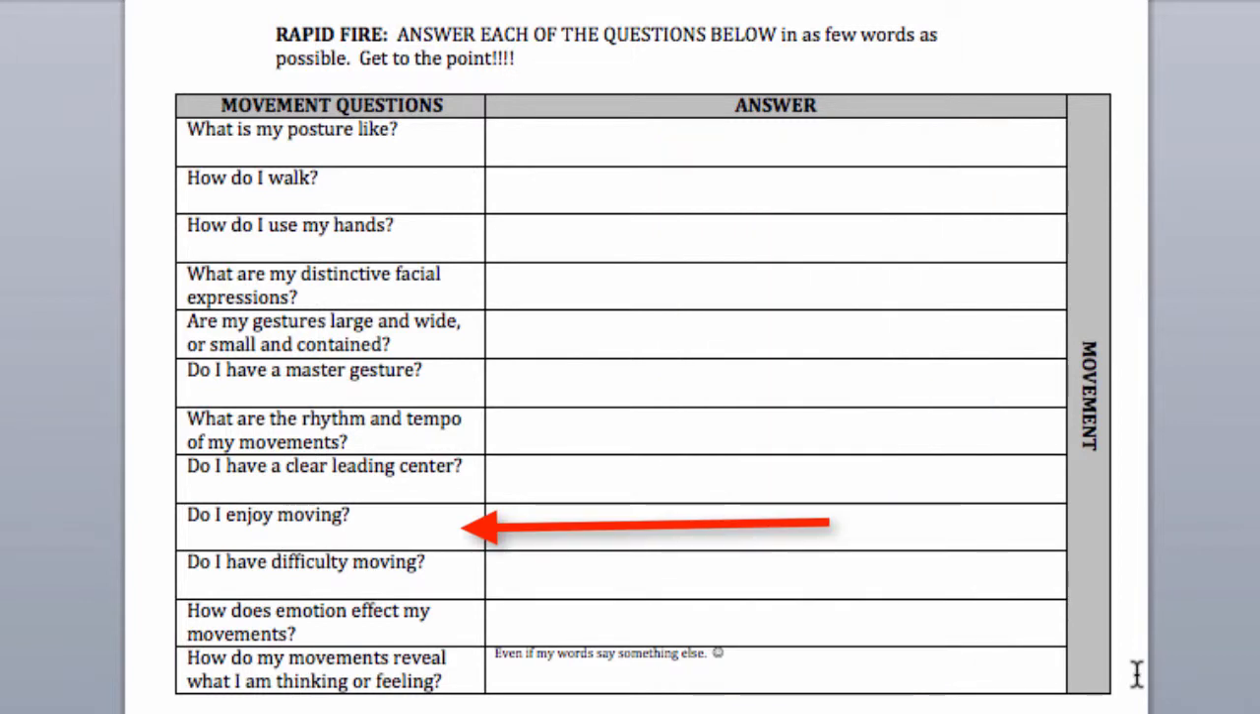Do you enjoy moving, or do you have difficulty in moving? And how does emotion affect your movement? I bet your character moves differently when he or she is angry than not angry. Also, how do your movements reveal what you are thinking or what you are feeling, even if your words say something else? You know what that's like. Sometimes your body is saying one thing, but your words are saying another.